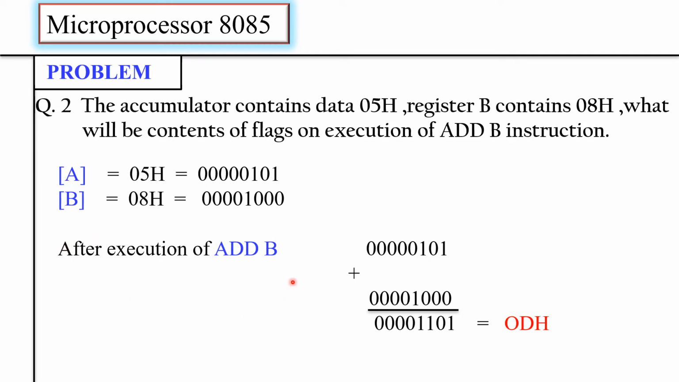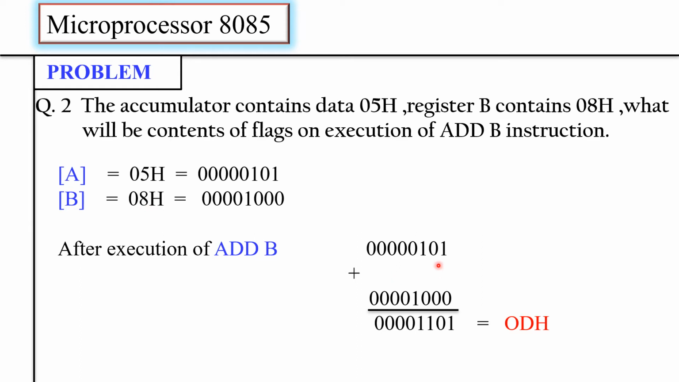After the execution of the add instruction, add B, one of the operands is always the accumulator. So we never write add A comma B; it is written add B. So add the content of the accumulator with the content of register B. So we'll be adding the data, that is 05H with 08H.